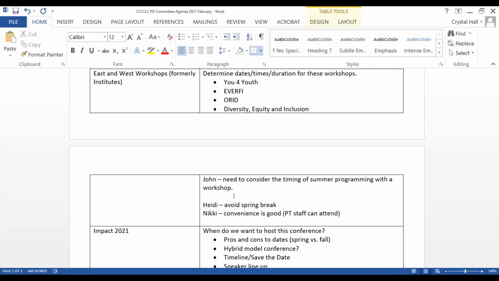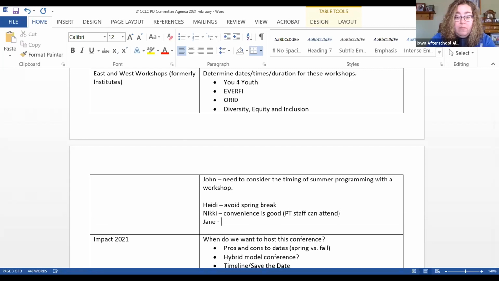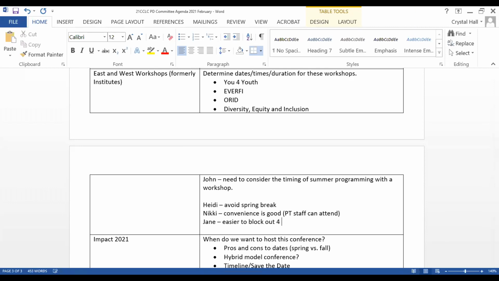Okay, yeah, good. I agree. It'd be so much easier to block out 4 hours of time than an entire day or 2 days. The smaller chunk of time, I think, would be so much easier to do.